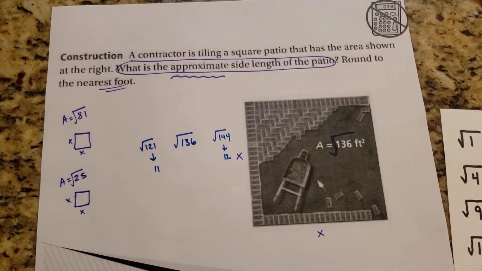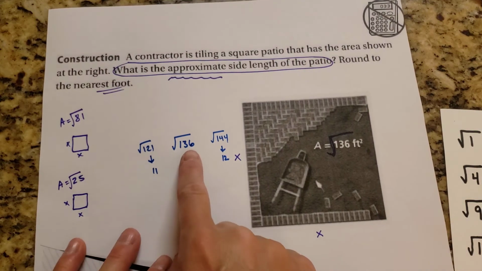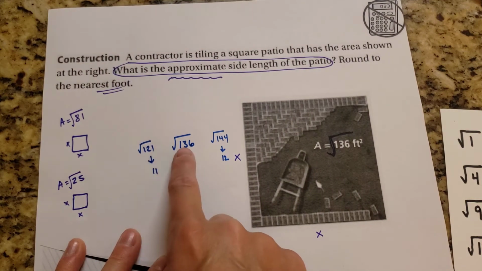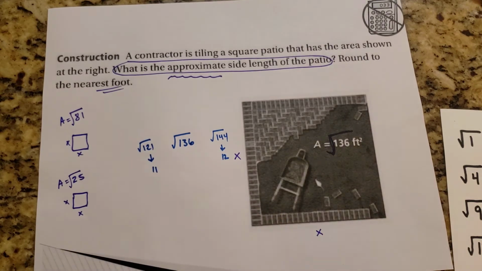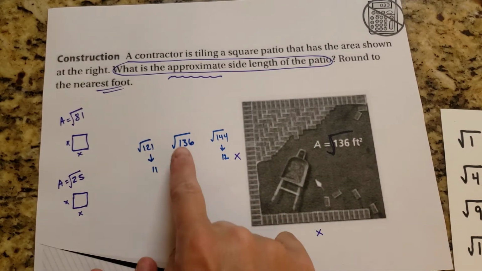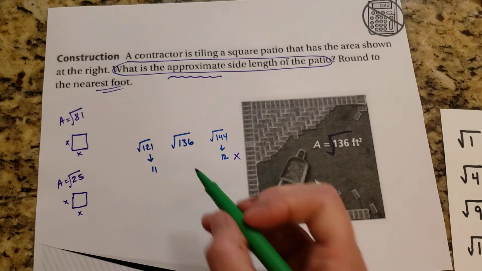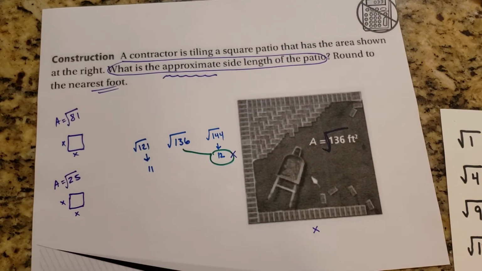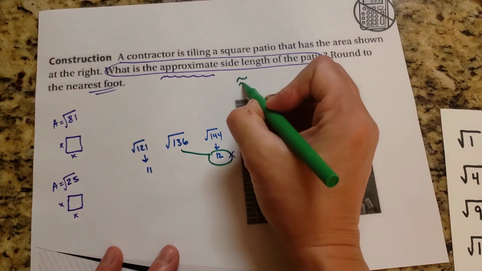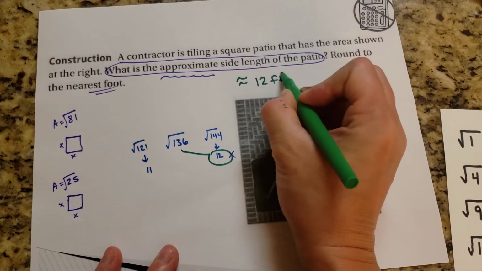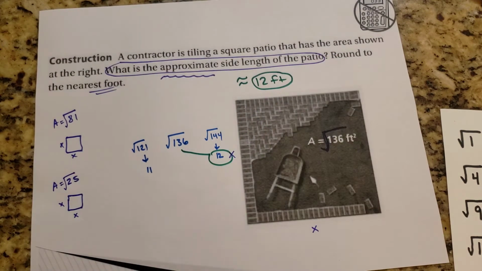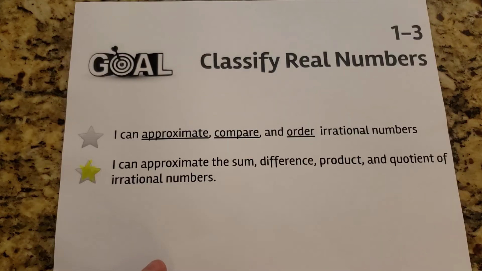Then you have to do a little math and figure out, is 136 closer to 121, or is it closer to 144? Well, it's only 8 away from here, but it's 15 away from here. So we would say that it would be closest to 12. So when it says to approximate the side lengths of the patio, it would be closest to a 12 by 12 patio. So the approximate side length would be 12 feet. So that's how we would do a problem like this.